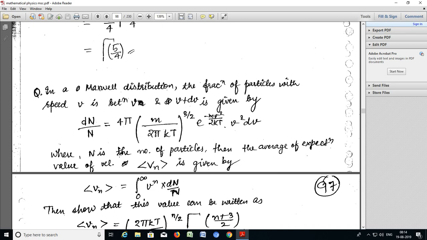So putting it in, the integral from 0 to infinity of e to the power minus t, t raised to the power minus 3 by 4, dt over 4, gives 1 over 4 gamma 1 by 4. So this is gamma 5 by 4.